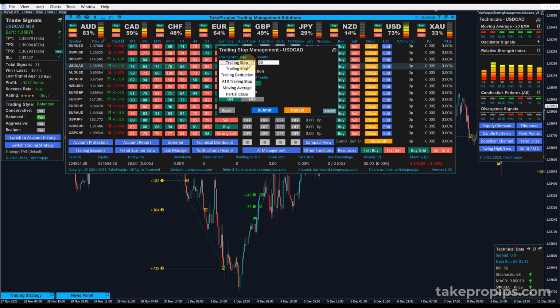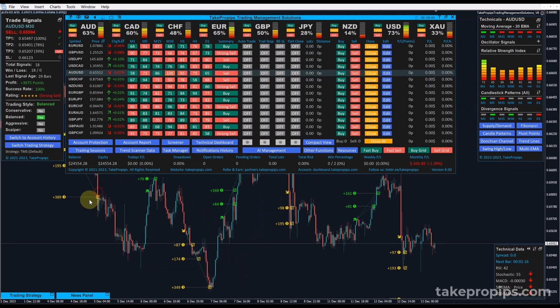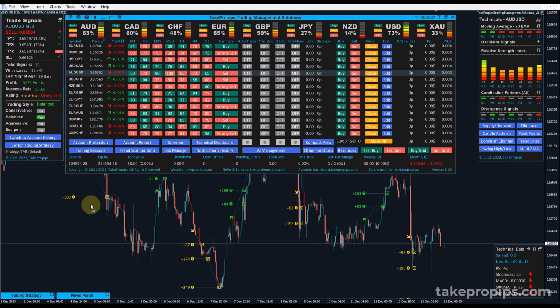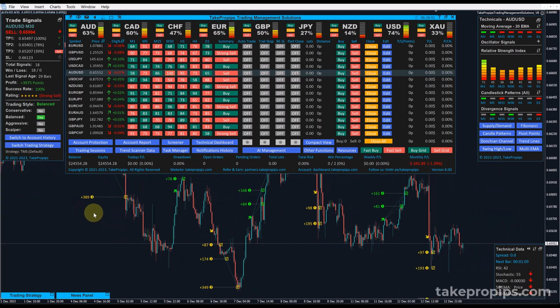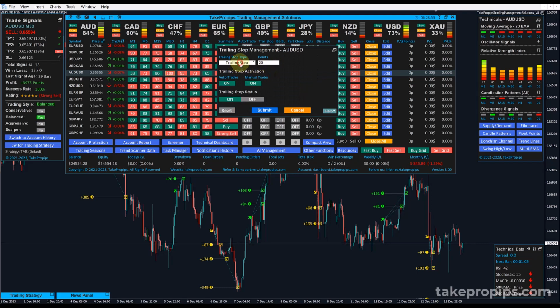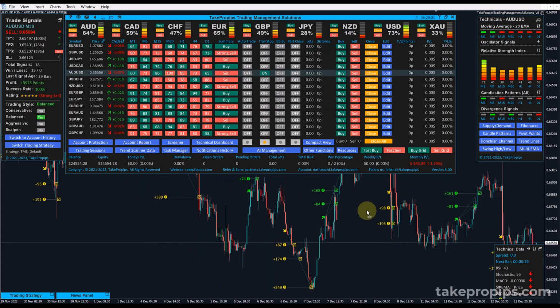And there you have it, a comprehensive look at the trailing stop features in the TakePropips Trading Management Solutions EA. In conclusion, the trailing stop feature in our TakePropips Trading Management Solutions EA is a dynamic and versatile tool for risk management and profit maximization. Whether you're a beginner or an experienced trader, mastering this feature can significantly enhance your trading strategy.